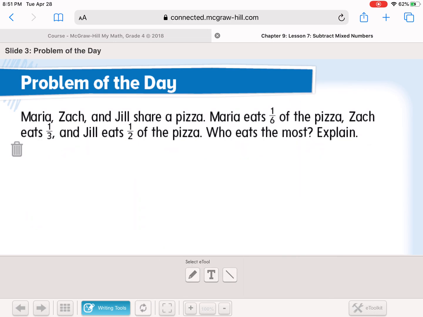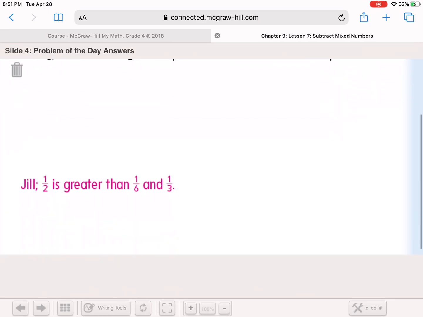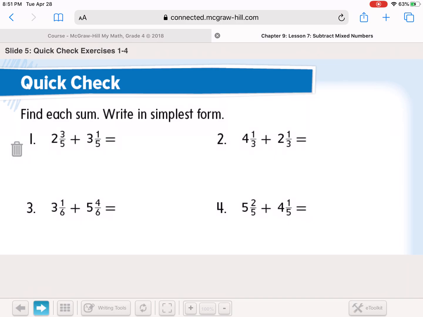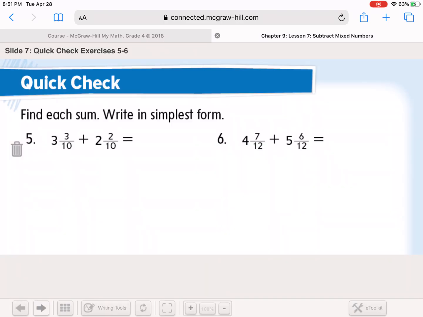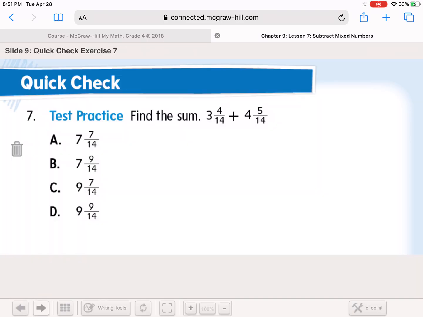Okay. Hopefully this is the last time I do this question. There's the answer. We're going to skip right through these. You know I love to do that.